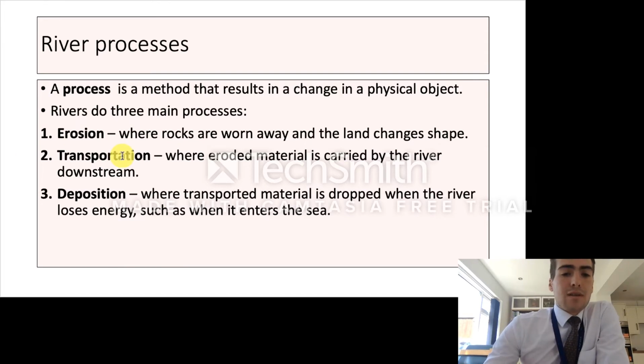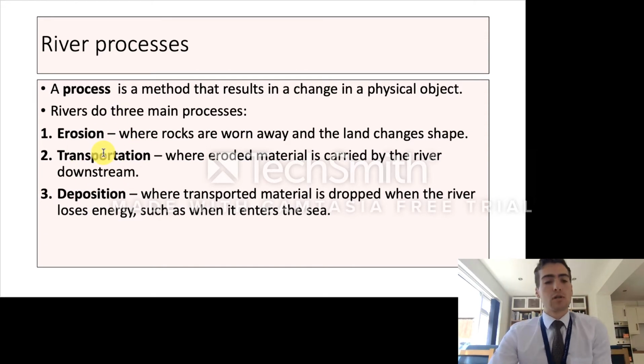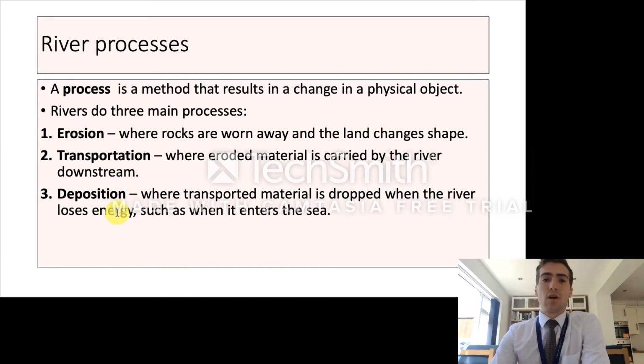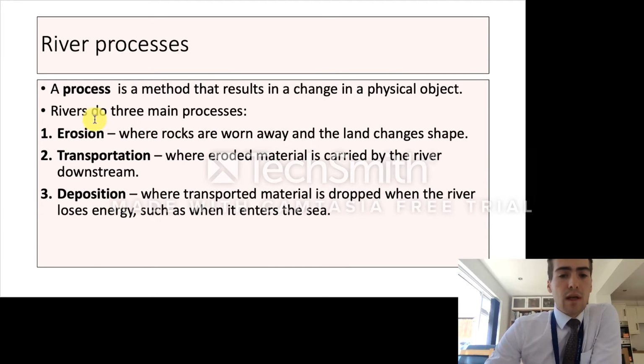So these 3 processes, they happen at different points along the river. At different points in a river, there might be more erosion going on than there is transportation. There might be more deposition going on than erosion or transportation. And that's what we're going to look at in future lessons as well. Today we're going to focus on what these 3 processes are, and we're going to look at how they act differently. So what types of erosion have we got? What types of transportation have we got? And when does deposition happen in a river? So we'll start with that first one there.